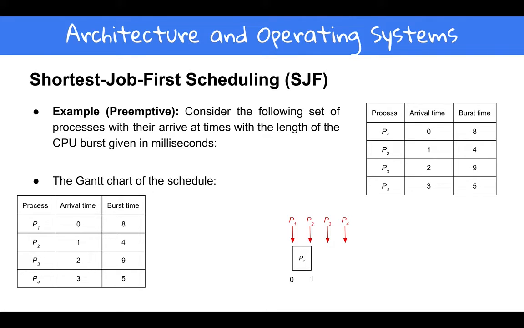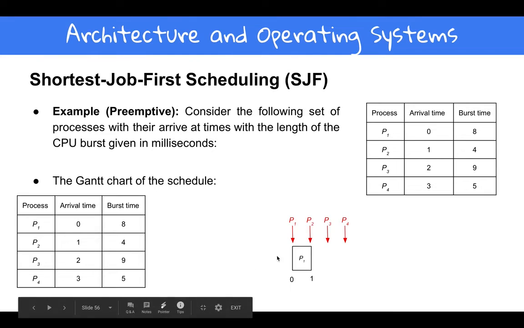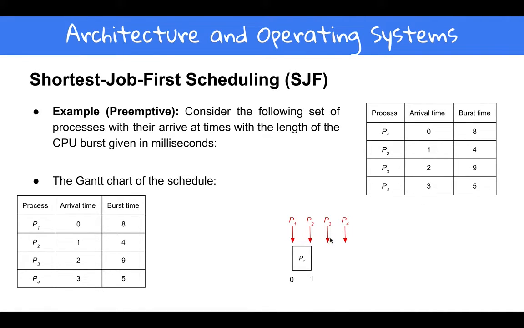So the example of preemptive shortest job first. It's very important. So we have 4 processes with different arrival time and different burst time. So we've got them. I want to show you how we can create the Gantt chart for that. I'll show you the P1, P2, P3, and P4. This is their arrival time.